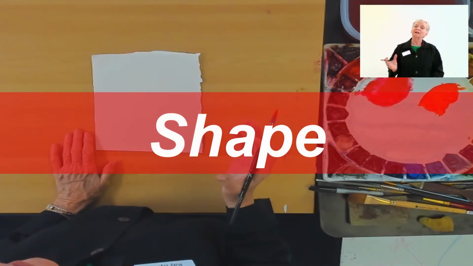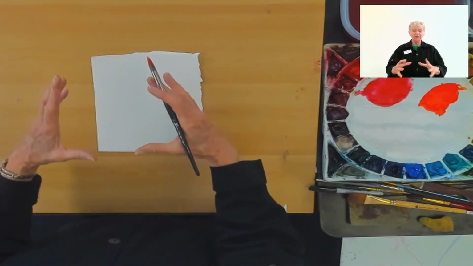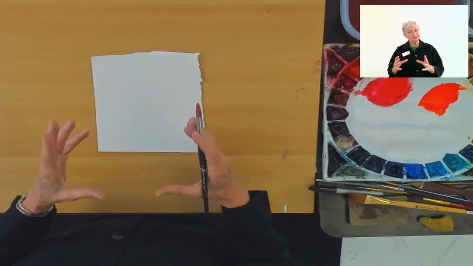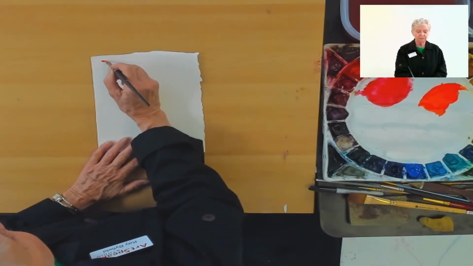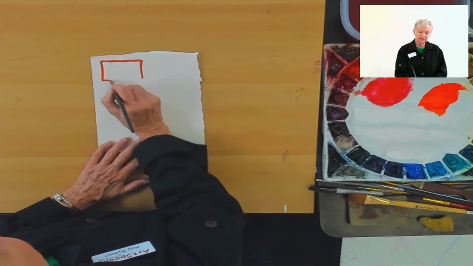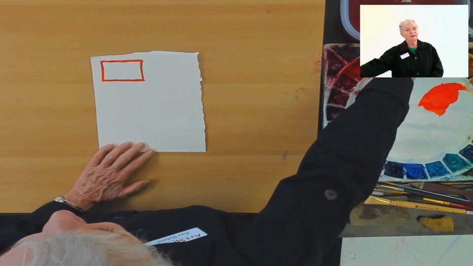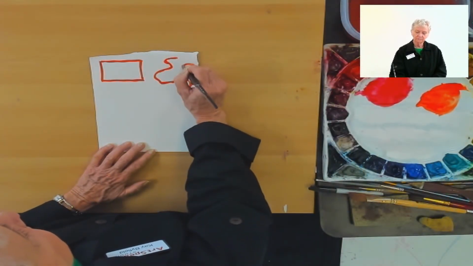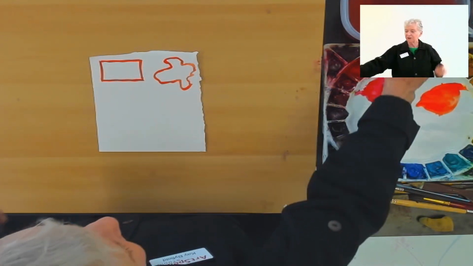Okay, so let's talk about shape. Shape is when you have a closed area that has length and width of some kind. And you can have very simple shapes. This shape is being created by a contour line. You can have shapes that are more complicated, like this organic shape that again is created by a contour line.